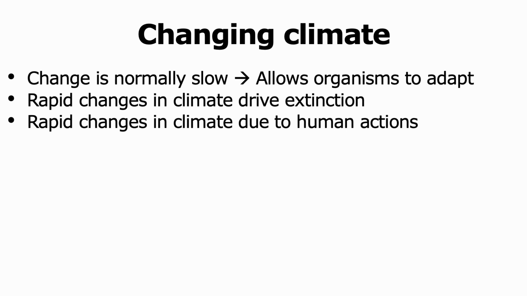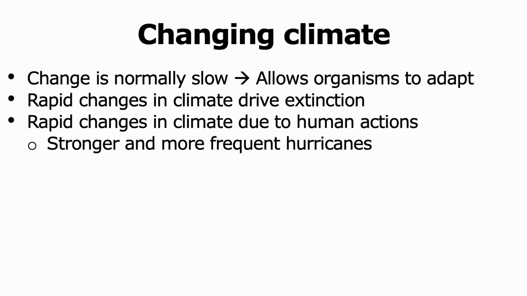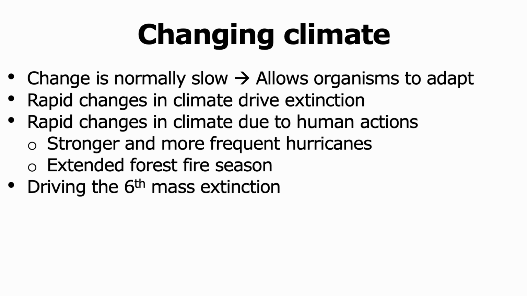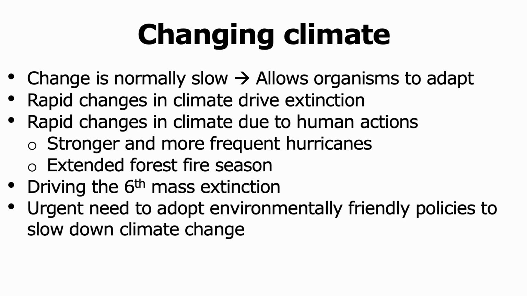These rapid changes in climate can cause stronger and more frequent hurricanes, extended forest fire seasons, more flooding, and other types of phenomena that are detrimental to many different ecosystems. This rapid change in climate is driving the sixth mass extinction. Hence, there is an urgent need to adopt environmentally friendly policies that will help slow down this climate change.